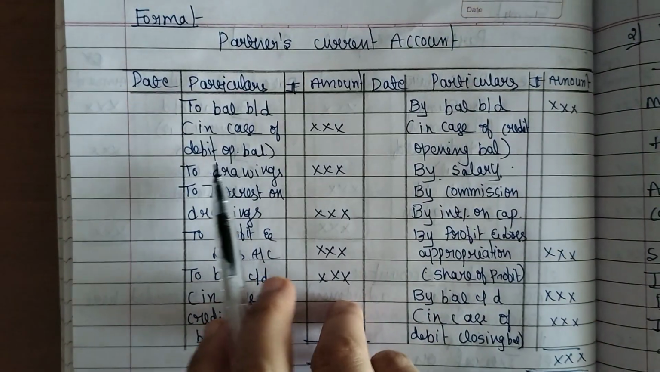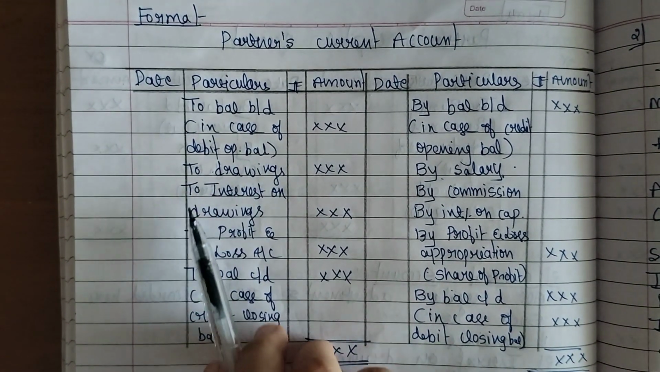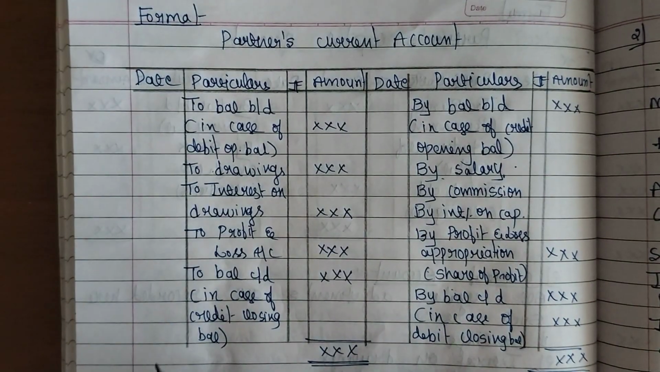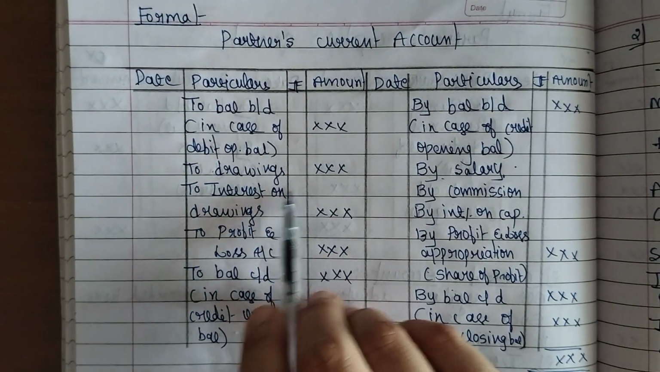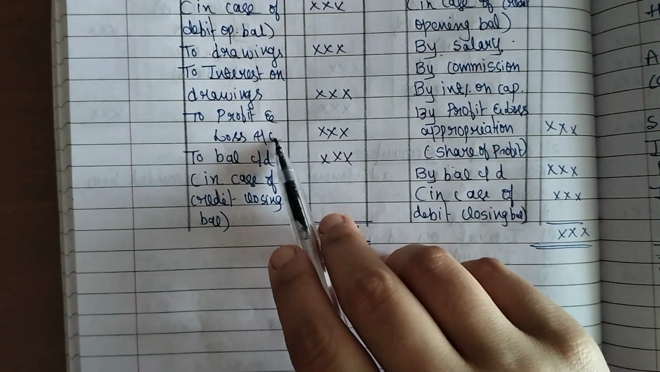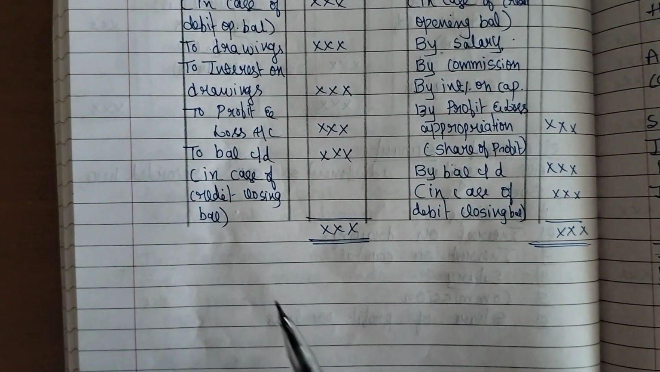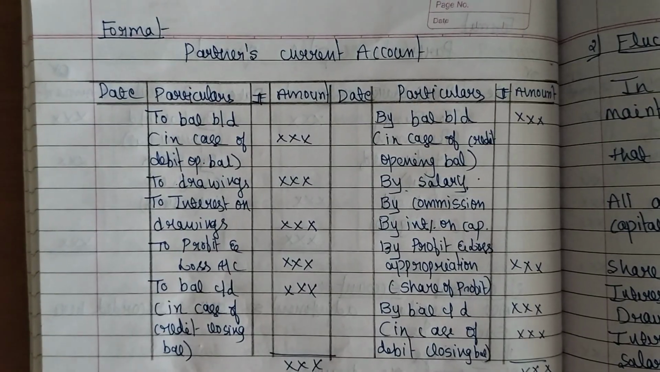And here also the same, to drawings, to interest on drawings. To drawings means withdrawal of amount by the partner, and interest charged on the drawings. To profit and loss account means share of loss. To balance carried on, clear. This is the partner's current account.